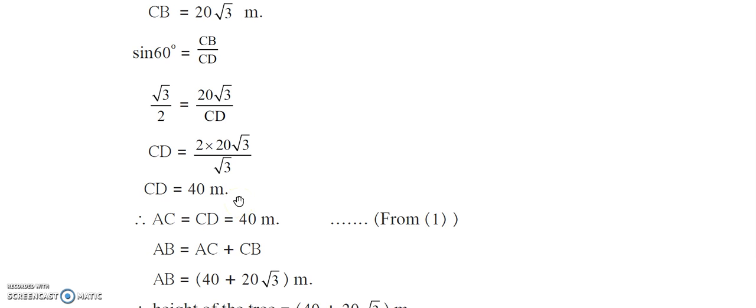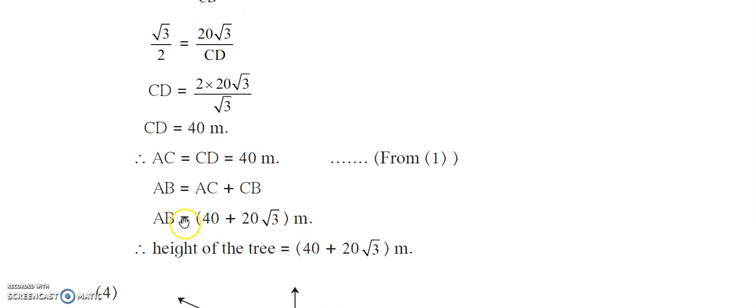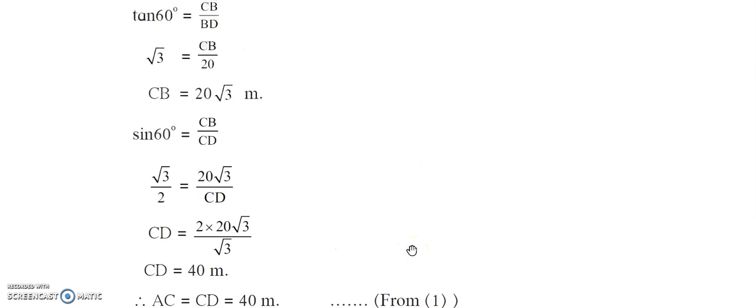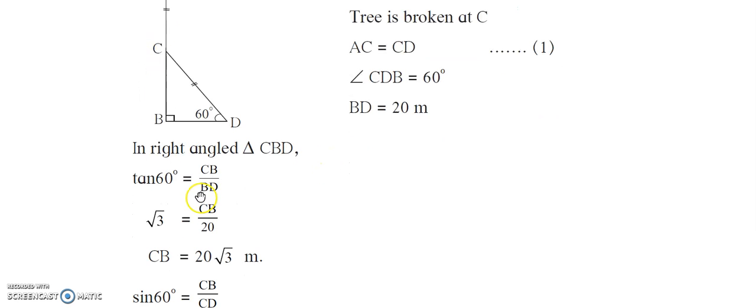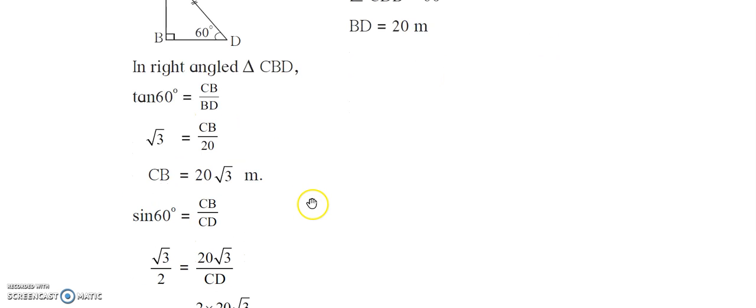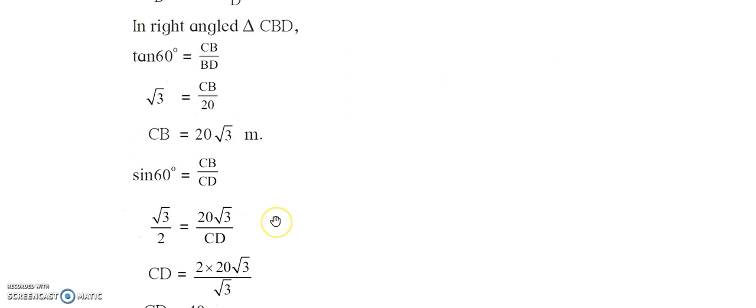Now next, AC is equal to CD, and that is equal to 40 meters. Therefore AB is equal to AC plus CB, that is 40 plus 20 root 3 meters. Therefore the height of the tree is 40 plus 20 root 3. This is the height of the tree. Now see this: first of all we find out BC, then we find out AC, and then their total. We apply two ratios, the tan ratio and the sin ratio.